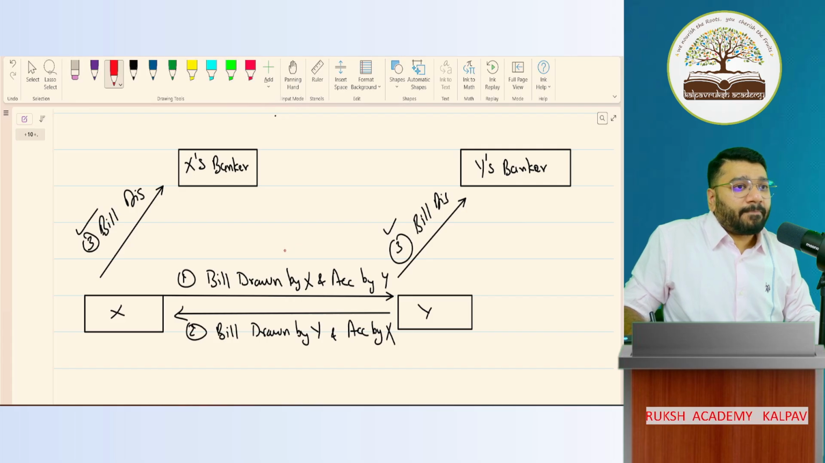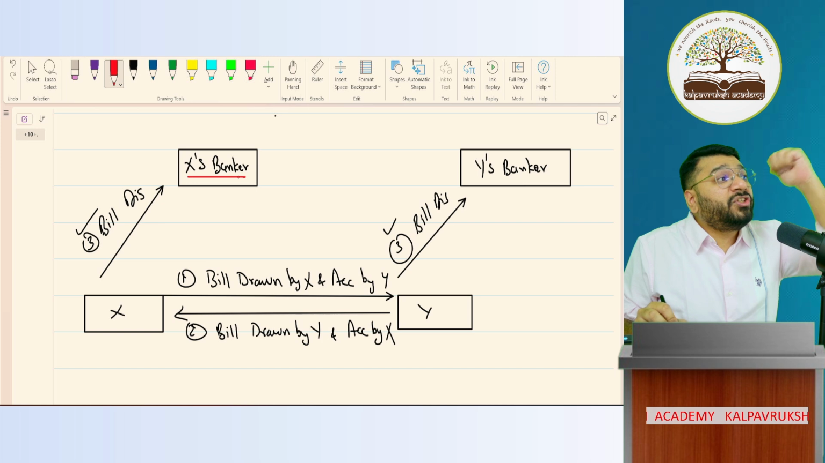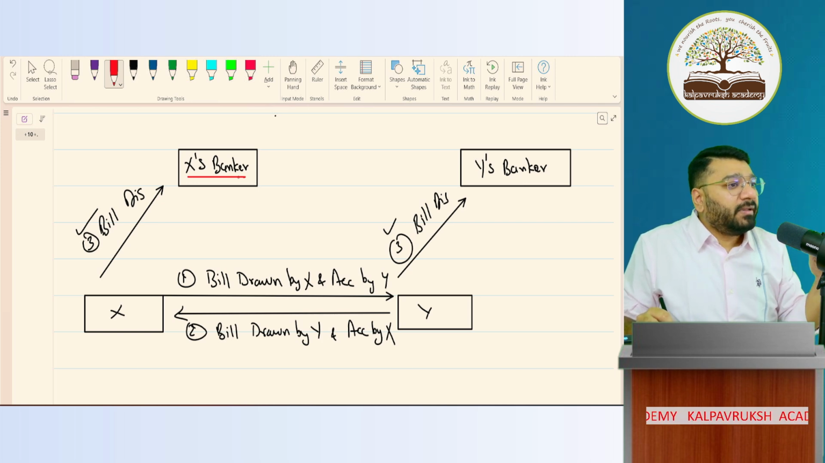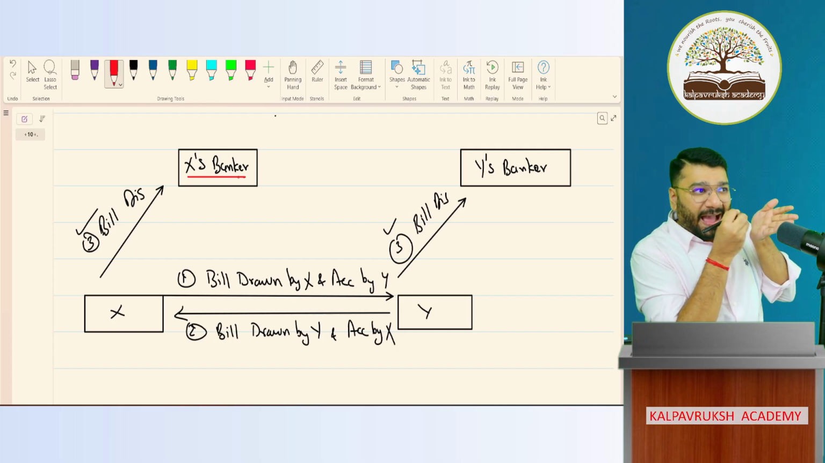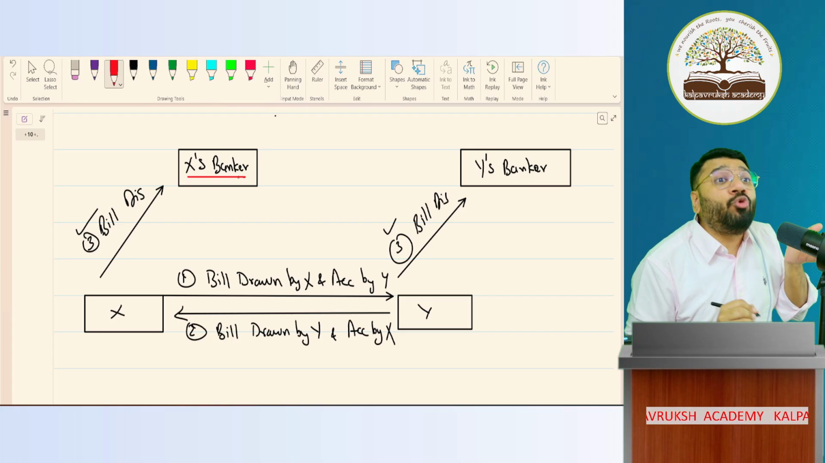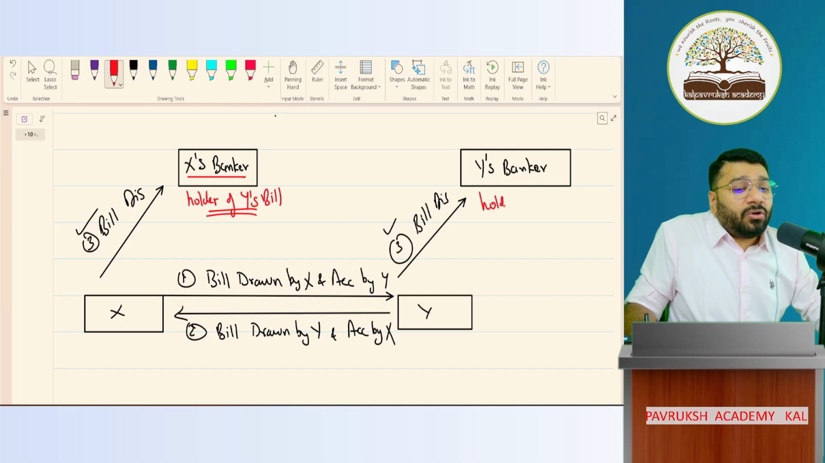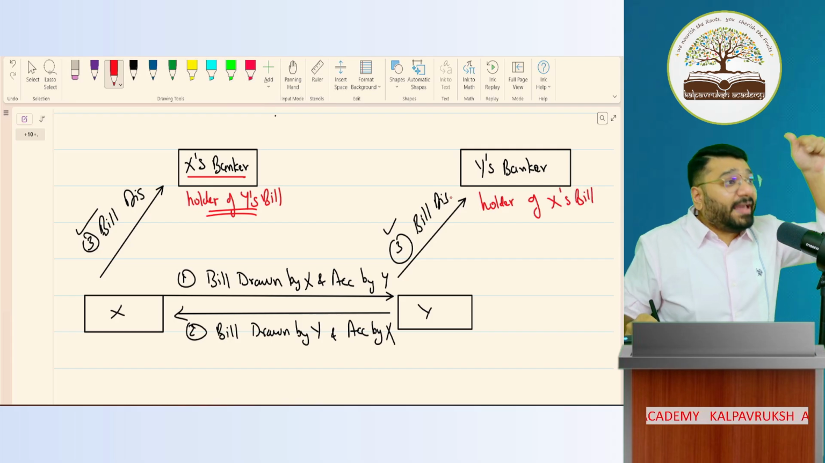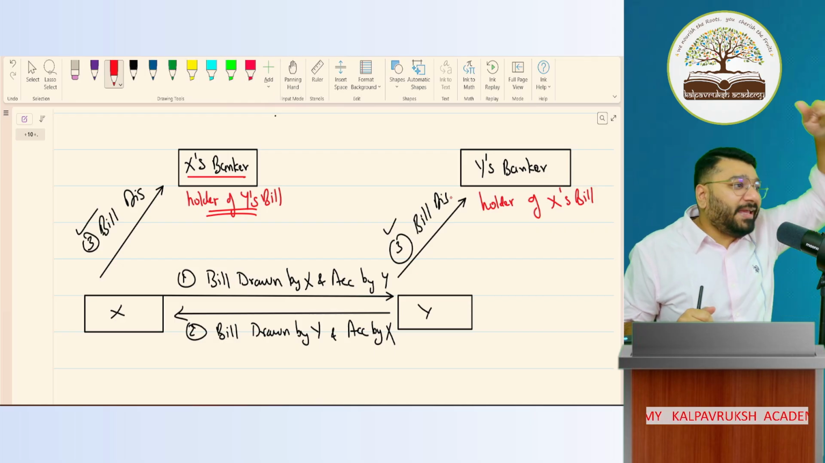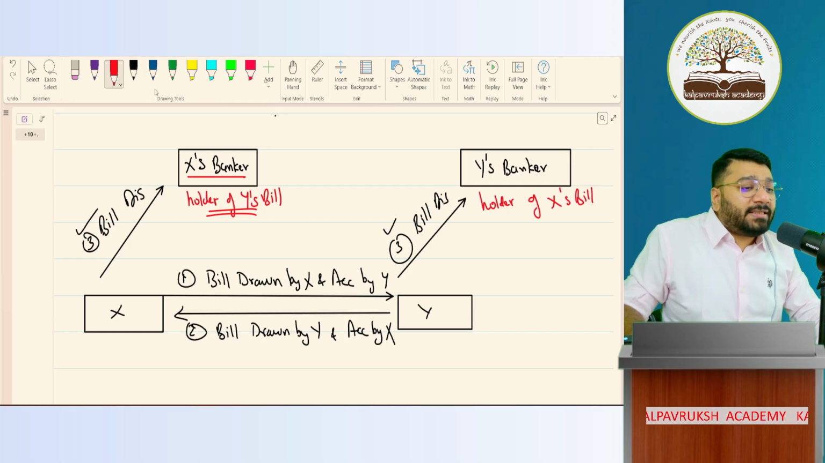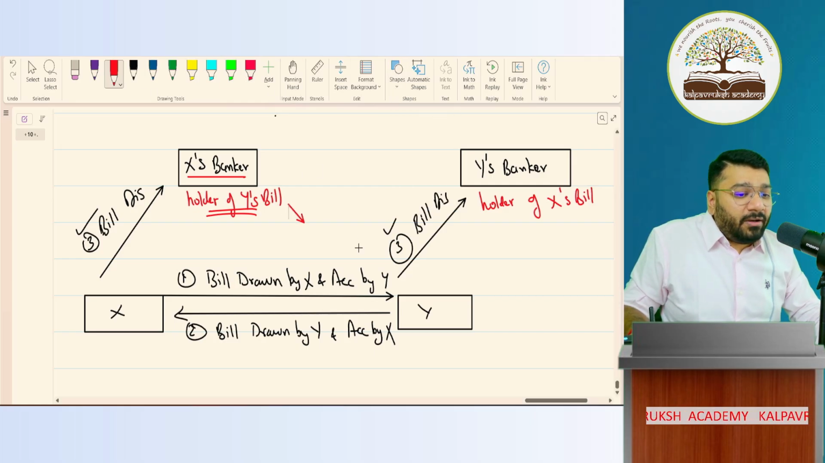X is holder of which bill? Whose bill does X have? X's banker has the bill, right? That bill is accepted by whom? Y. So X's banker is holder of Y's bill. Okay? Y's banker is holder of X's bill. Okay, not okay. So X's banker, who's holding Y's bill to ask money, will he go to X or Y? He'll go to Y. So X's banker is presenting the bill to Y. When? On the date of maturity. This is fourth.